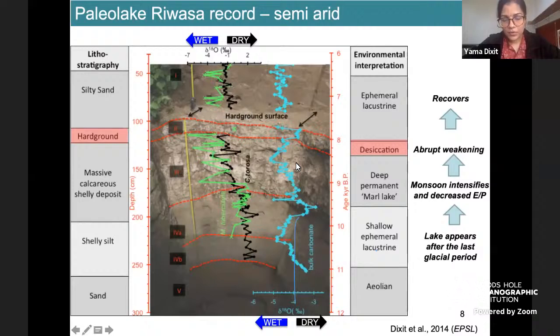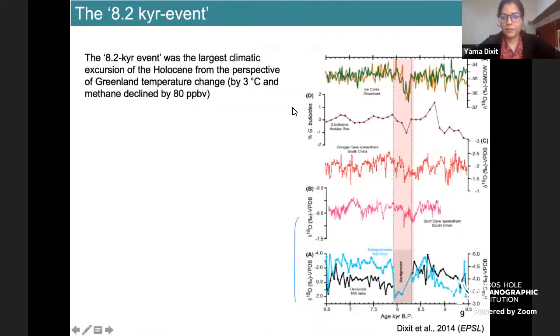Now, this 8.2 is not just restricted here. There is evidence from records globally that this is the largest climatic excursion in the Holocene. From the perspective of Greenland temperatures, there was a temperature change, colder by 3 degrees, and the methane values also declined by 80 ppb. So this was really a global event, and it had its imprint in the Indian region as well.